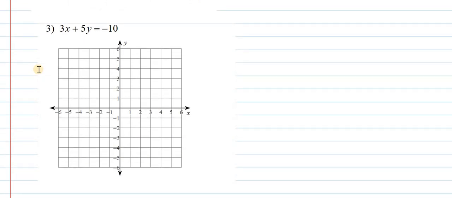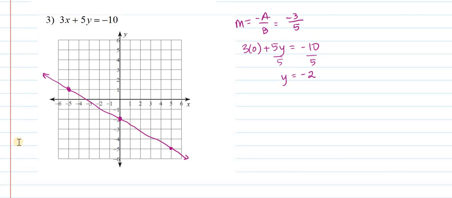All right, why don't you pause the video here and see if you can graph this one on your own. Hopefully you graphed it on your own and it looks like mine. The slope is negative 3 over 5, and the y-intercept is negative 2. That's it.